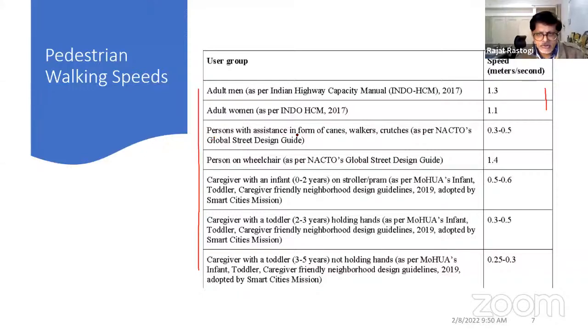Then another category talks about persons with certain assistance, and that assistance can be in different forms. And there it says that it can be considered as 0.3 to 0.5 meters per second. The point here is that if you have more people like this in an area, then we should consider these types of speeds. And for design of certain facilities, probably these types of values need to be taken care of. Similarly, when you talk about a wheelchair, obviously it increases quite high. And then there are three cases here related to infants and toddlers, and that's where the changes are there in the walking speed. So that's the one area where the changes are there.